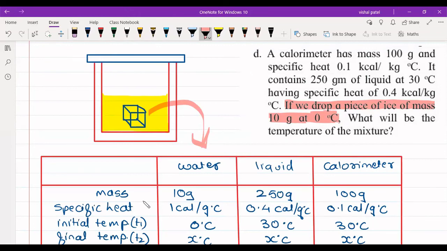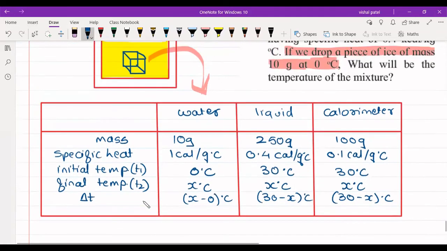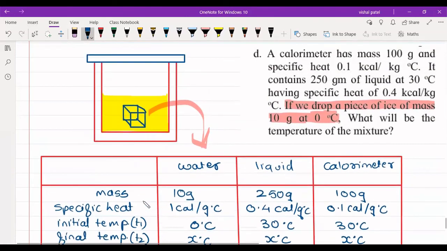Okay. Now, students, when I'm putting ice into the calorimeter, ice is being converted to water. The heat that is present in the ice is given to the liquid and the calorimeter. So we have put ice into the liquid and calorimeter, so what will happen? Its temperature will decrease.